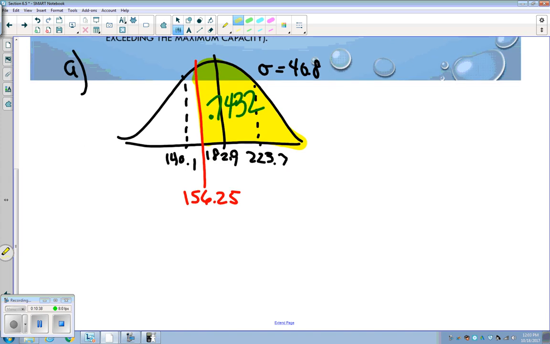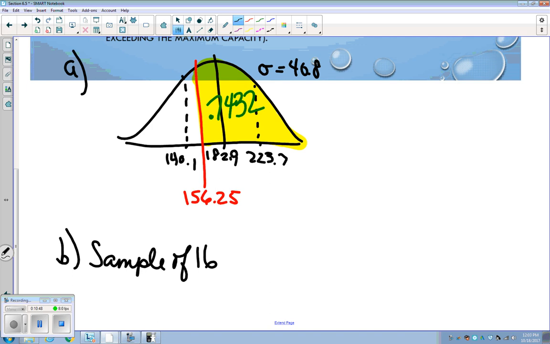So in part B, that was the key word, sample of 16. As soon as I see that, I know I have to change my sigma. I have to change my standard deviation. Okay? So that first one was for only one person. The first one's for one person. That's what we've been doing. Now I'm taking a sample. So I have to change sigma. I have to change my standard deviation.